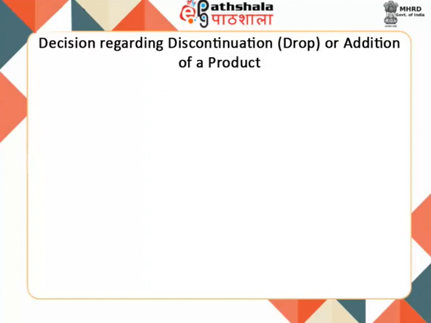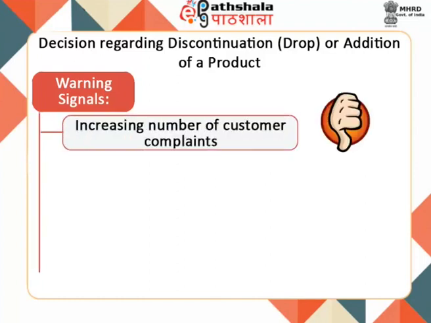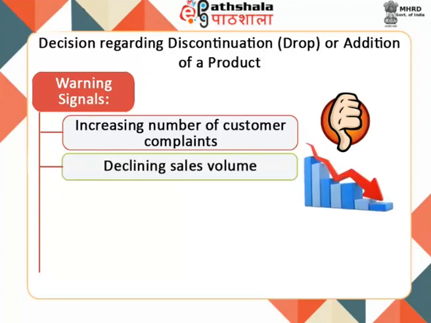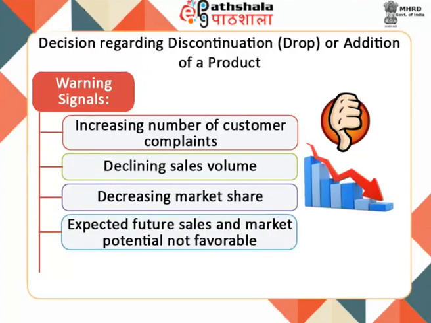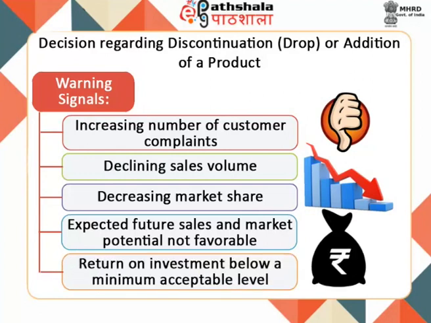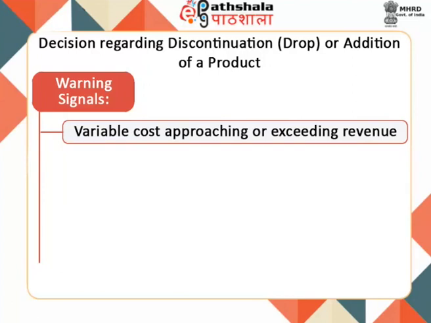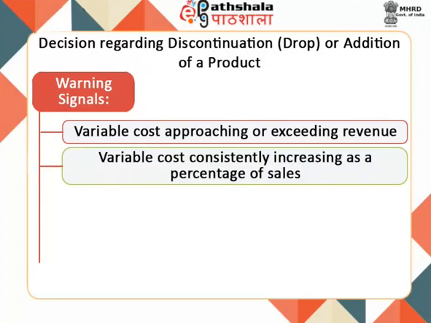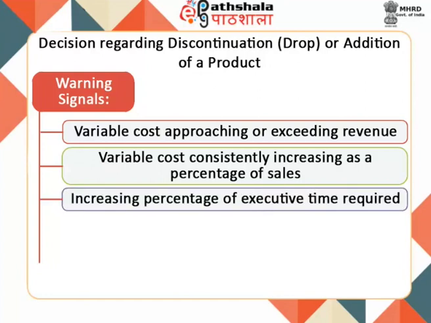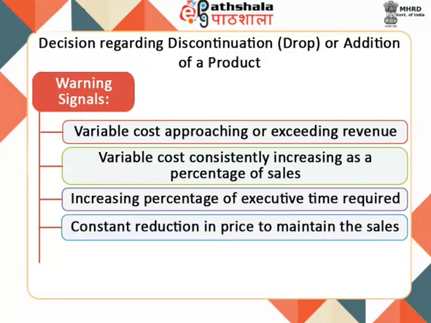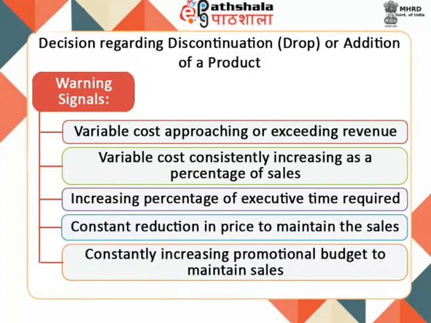The following are some of the warning signals of an unprofitable product: increasing number of customer complaints, declining sales volume, decreasing market share, expected future sales and market potential not favorable, and return on investment below a minimum acceptable level. Variable cost approaching or exceeding revenue, variable cost consistently increasing as a percentage of sales, increasing percentage of executive time required, constant reduction in price to maintain the sales, and constantly increasing promotional budget to maintain sales.